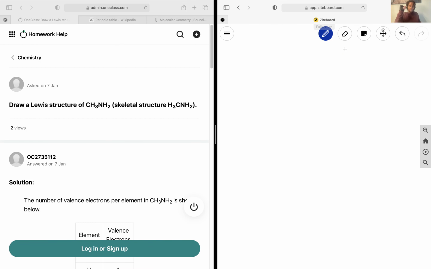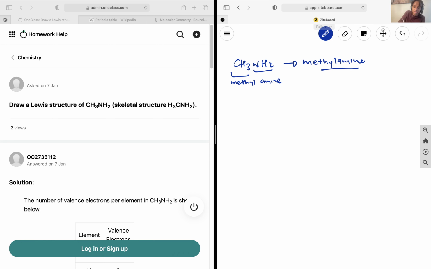Okay, next up we'd like a Lewis structure of CH3NH2. And we can additionally quickly name this. This is a methyl group. And this is an amine, is what the ending tells us. So this is called methylamine, or amine, if you'd like to call it that. Is the name of this.